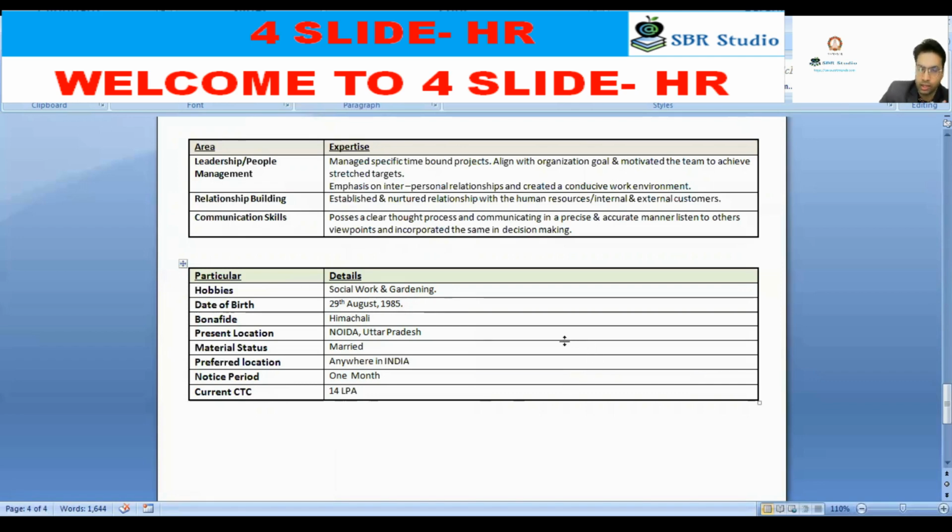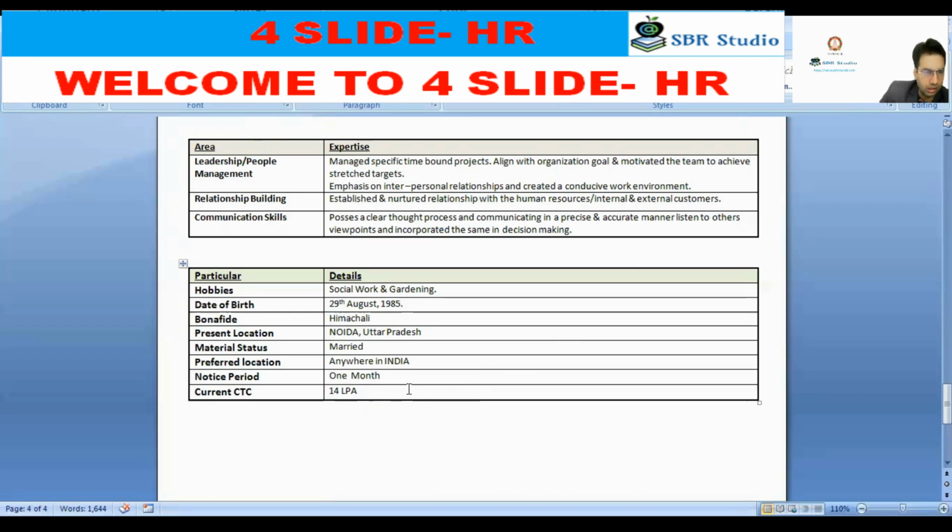This is the format of collecting your information, and you can mention all that here for your further reference and knowledge. Then your date of birth should be there, then your domicile, meaning you are bona fide from here, then your present location, your marital status, then preferred location and your notice period, and then your salary; current CTC you can mention, otherwise you can skip it.